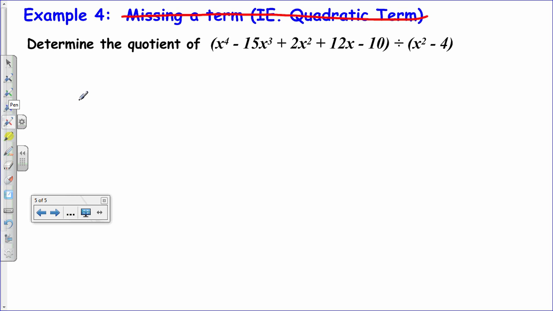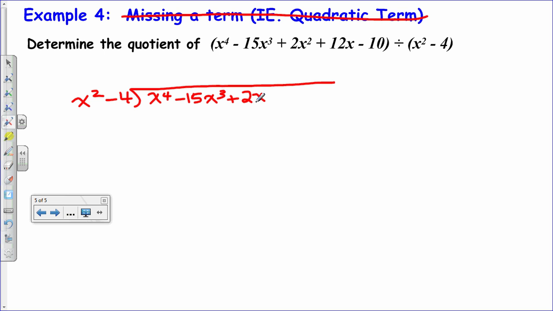So let's do x squared minus 4 divides into x to the power 4 minus 15x cubed plus 2x squared plus 12x minus 10. And really, this method of dividing will work with any question. You can make up your own question, do any polynomial, and divide it into any polynomial, like a binomial into anything, a monomial into anything, and this method will work. So if you want to practice, you can make up any question and just try it and see how it goes. So we have x squared dividing into x to the power 4, so multiply through.